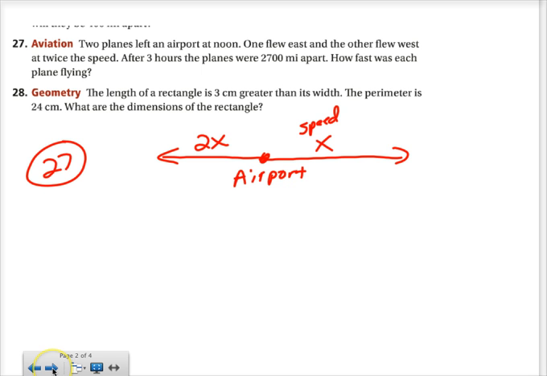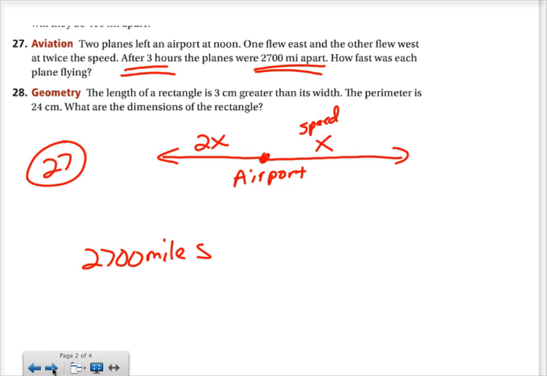Now, it says after 3 hours, the planes were 2,700 miles apart. How fast was each plane flying? Well, you think, gosh, that's an awful lot of information there. Let's see, we've got a distance, and we have a speed, which is also known as a rate, and we have a time. After 3 hours, the planes were 2,700 miles apart. Now, what I noticed first here is that the 2,700, that's a total. So 2,700 miles is what I focus on. And I think, well, that's a distance. Let's see, I've got a speed and I have a time.